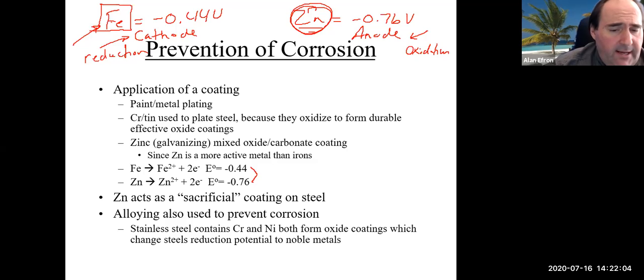Alloying is another way. So stainless steel contains chromium and nickel. Again, they both form these oxide coatings, and it basically changes the reduction potential of the stainless steel to that of a noble metal. And noble metals, if you're familiar, are like gold, platinum, silver. These are guys where there's basically no appreciable oxidation that occurs. So like we saw with the gold, it has an SRP value greater, or more positive, than the oxygen, and thus is protected from going through oxidation. Any questions on that there?